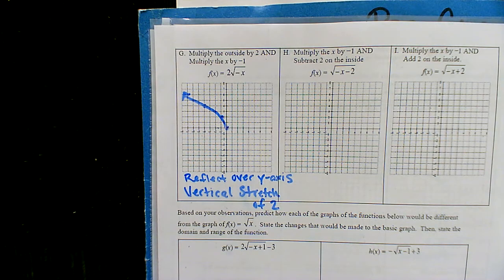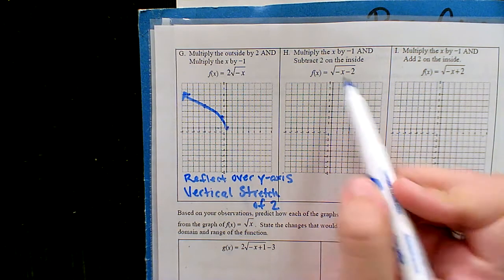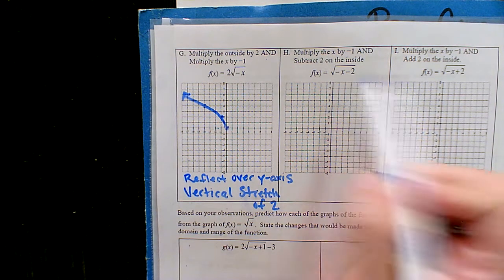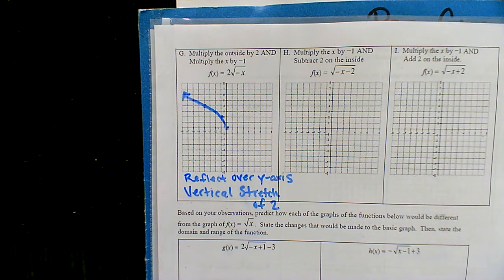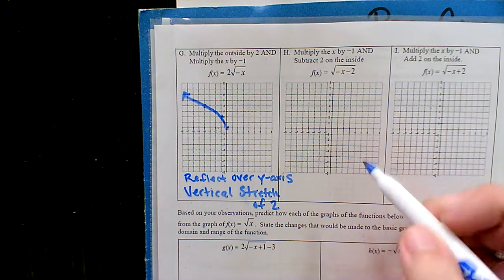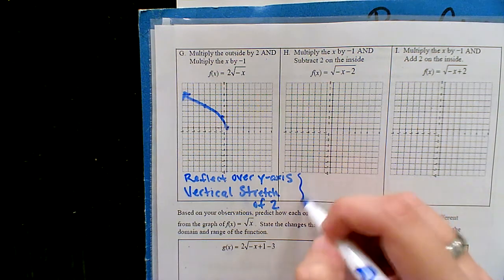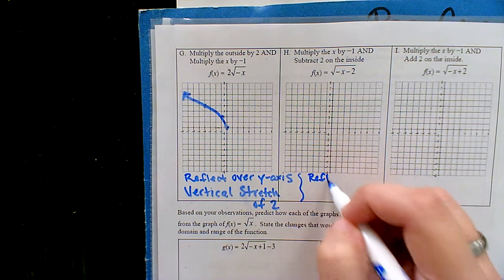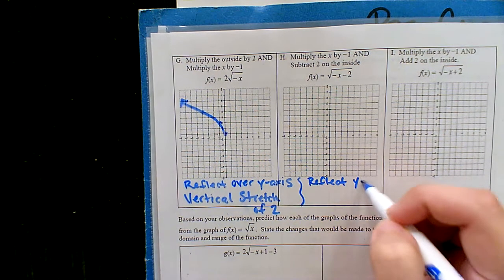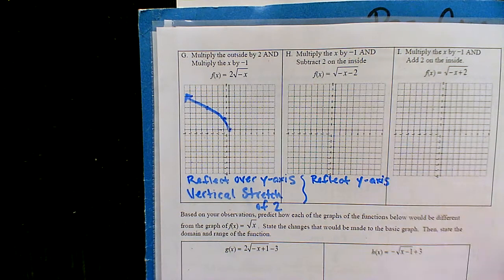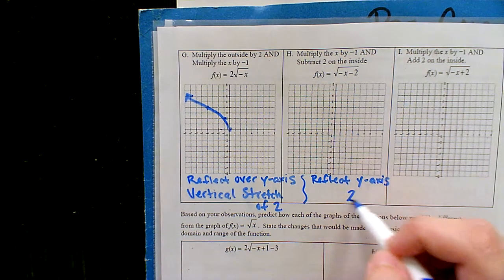Okay. What about the next one? We have a negative x on the inside, and we're subtracting 2. Can we take some guesses as to what the graph might look like, how it was moved? What do you think, Marie? Would it again reflect over the y-axis, but also move right too? Right 2, left 2, something. Okay, so let's check it out.